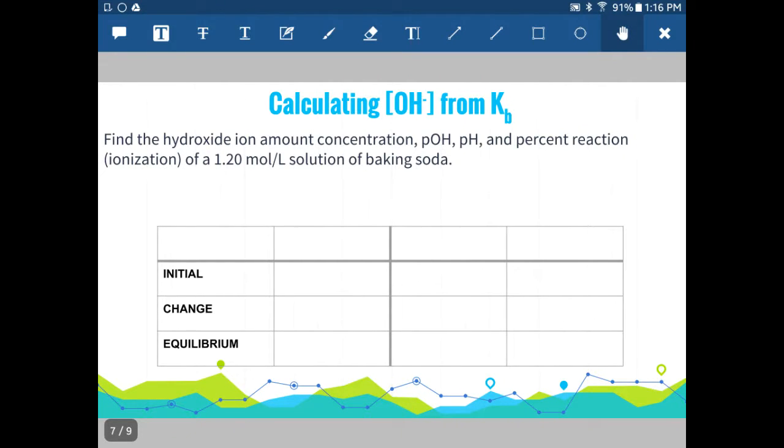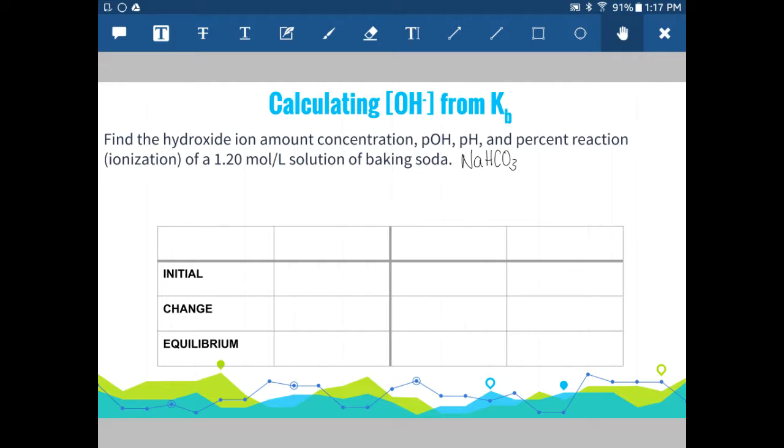So as you guessed, probably, we're going to take a look at what it looks like to calculate a hydroxide ion concentration, POH, and pH from the reaction of a 1.2 mole per liter solution of baking soda. So I'm going to go through it, there are lots of steps that we need to look at here in order to solve this problem. Now, if you didn't know, baking soda is sodium bicarbonate, which is NaHCO3.